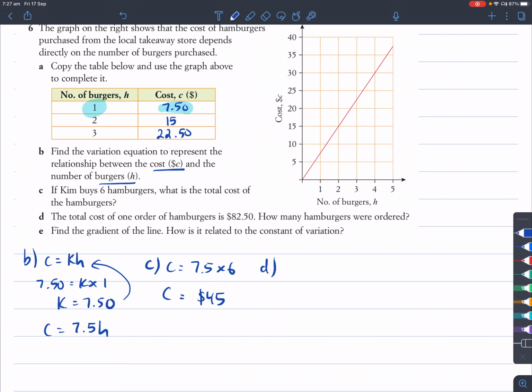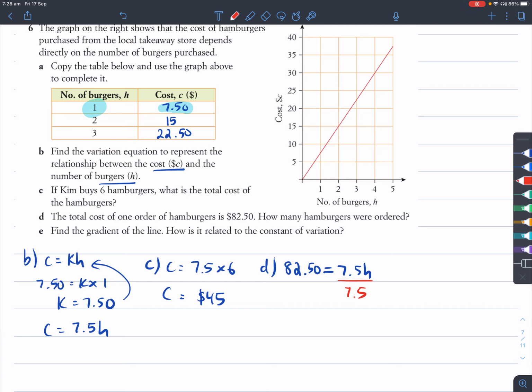Then for D, the total cost of 1 order of hamburgers is $82.50. How many hamburgers were ordered? So $82.50 refers to the costs. We've got to find H. So if we substitute in $82.50 to that, and then divide both sides by 7.5, $82.50 divided by 7.5 is going to be 11. So it takes 11 hamburgers to cost $82.50 in total.